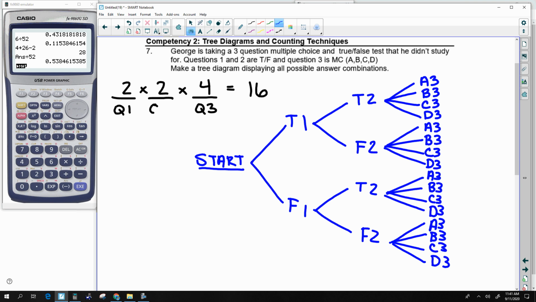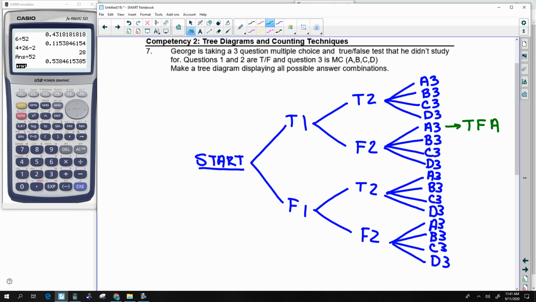So again, any one of these outcomes is a complete answer key to this test. It's a complete answer key to the test. So for instance, this answer key would be true, false, A. So question 1, question 2, and question 3. The first 2 are true and false. The last question is an A, B, C, or D answer.